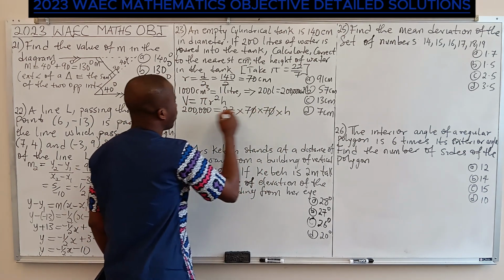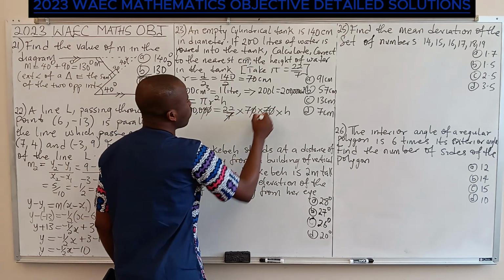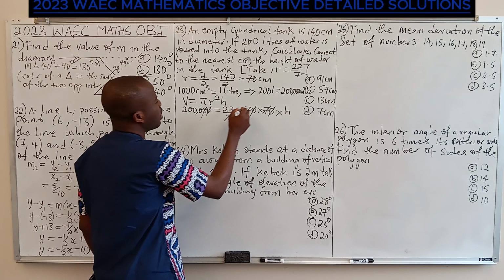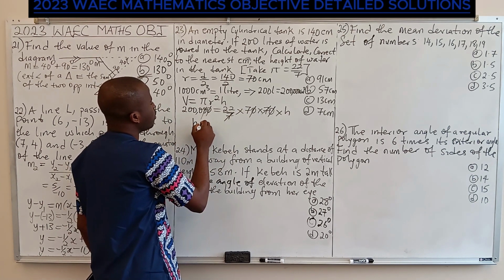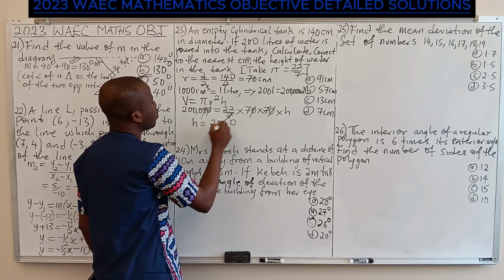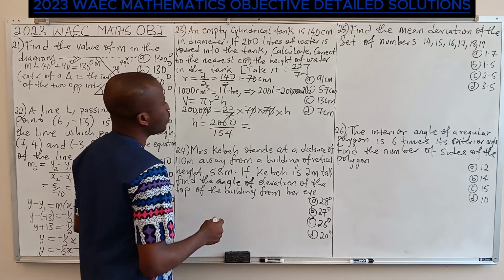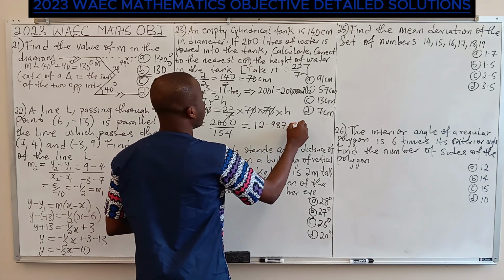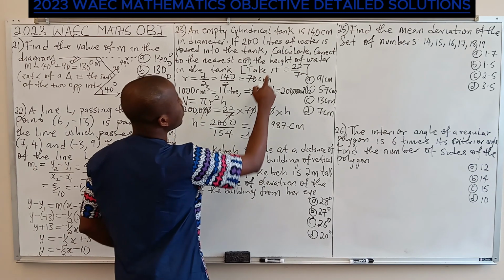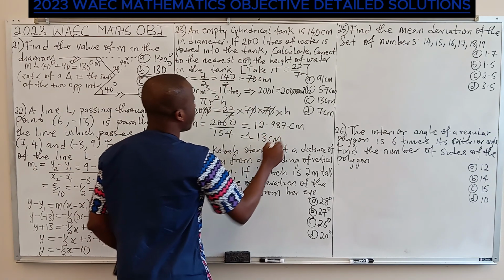This 20 can cancel this 20 to simplify. 7 can cancel one of these 7. And 22 times 7 is 154. So that h is 2000 over 154, which is 12.987 cm. So the nearest cm is 13 cm.